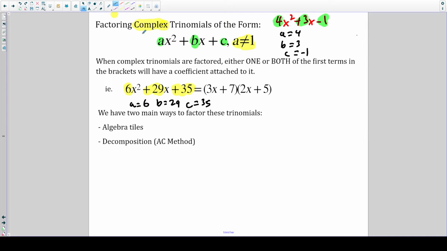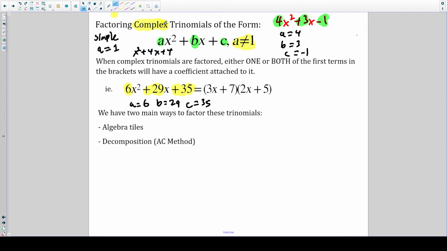Some of you are wondering, why are we starting off with the complex trinomials? Well, we're going to compare these to simple trinomials later on, where a is actually just equal to 1. You would have something such as x squared plus 4x plus 4 as an example. This is what we consider a simple trinomial.